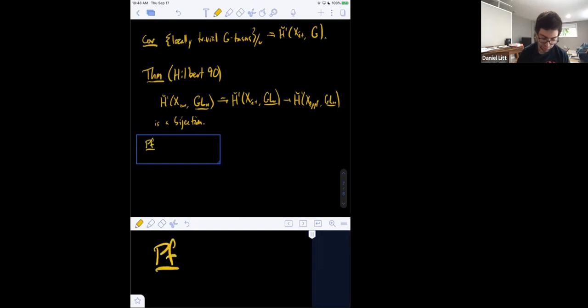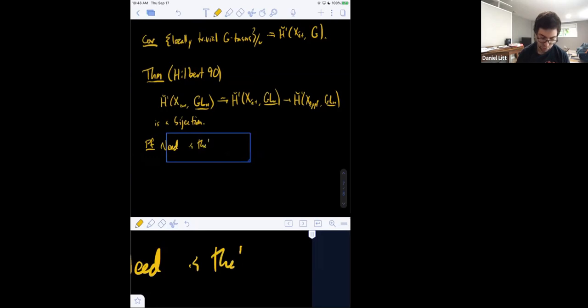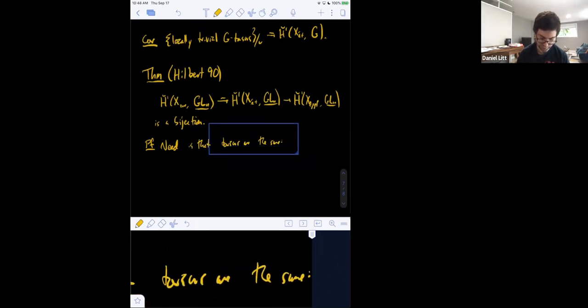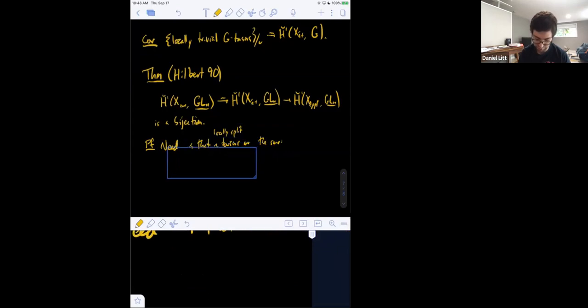So the proof is, what you need is that the locally split torsors are the same. And in fact, any torsor will be locally split. That's not part of the content of this theorem, but it's true in this case. Okay, and so can anyone tell me why that is?